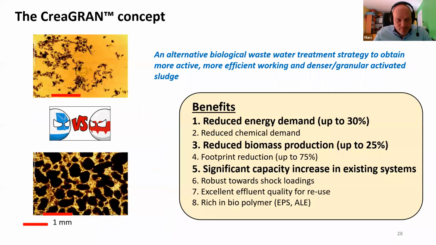recovery. A word about the CREAGAN concept. Well, in fact, it is an alternative biological wastewater treatment in order to produce a sludge that is more active, more efficient, and is also denser and, let's say, in extenso granulated form. The benefits of it, already proven in other cases, is that the energy consumption to treat the wastewater is 30% lower in general compared with conventional technologies. The biomass production is also lower. And last but not least, for existing plants, the capacity can significantly be increased by applying the concept.